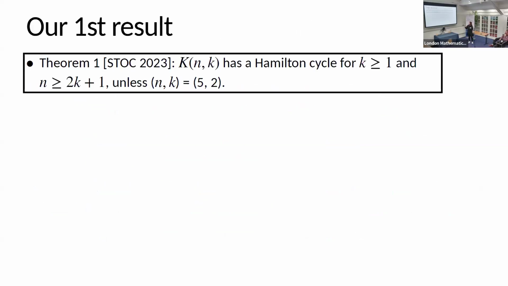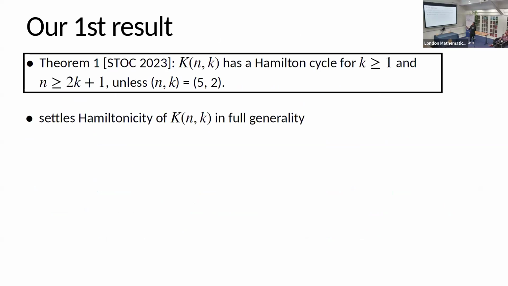And so that gives our first result. All the Kneser graphs, with the exception of the Petersen graph, are actually Hamiltonian. Recently, this result was also accepted at the Advances in Mathematics journal. And with this result, we settle the Hamiltonicity of all Kneser graphs in full generality.